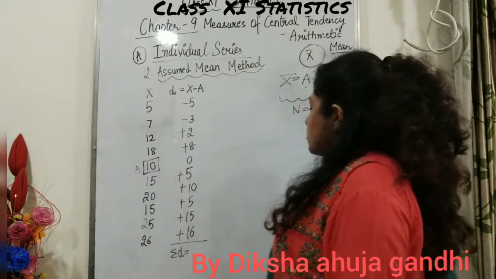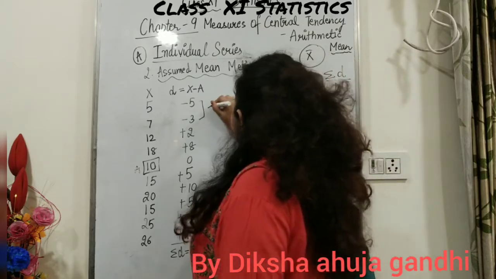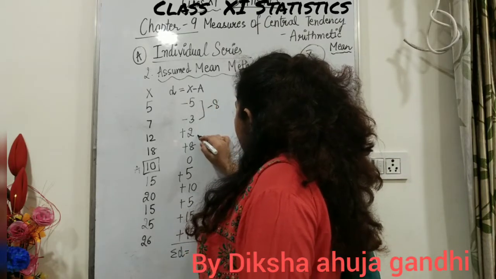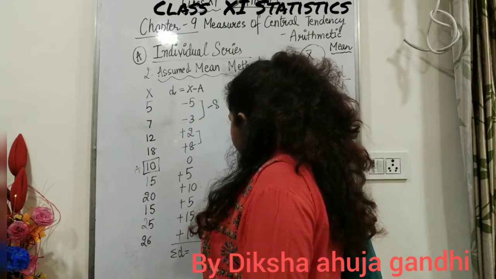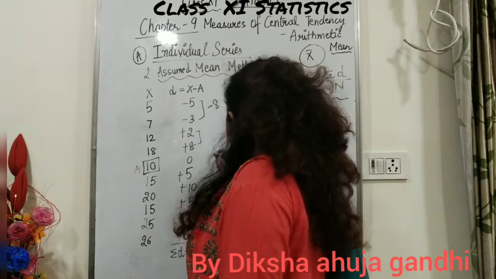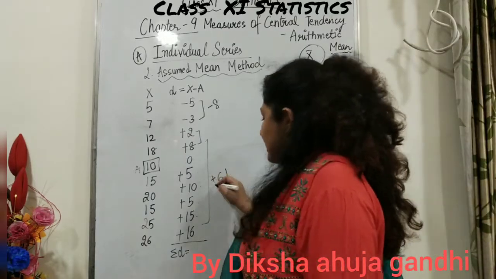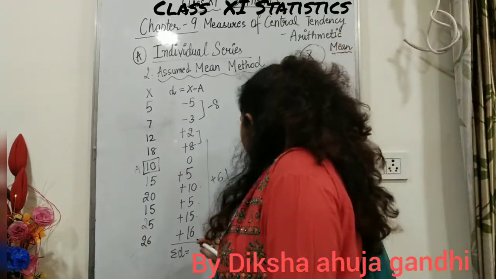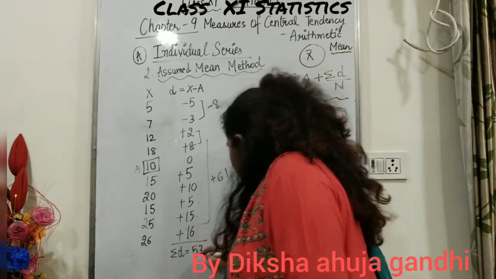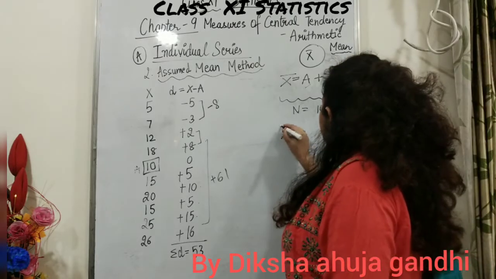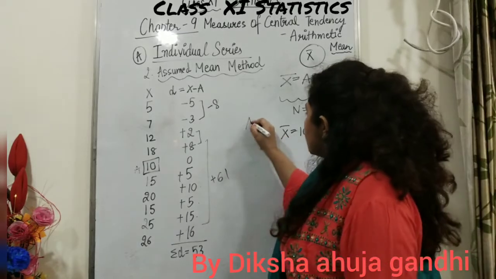When you solve it, solve the plus values separately and the negative values separately. The negative ones are only 2, that is minus 8. Solving the plus ones: 10, 10, 20, 30, 45, 60, 61. So the plus total is 61. So 61 minus 8 will be 53.